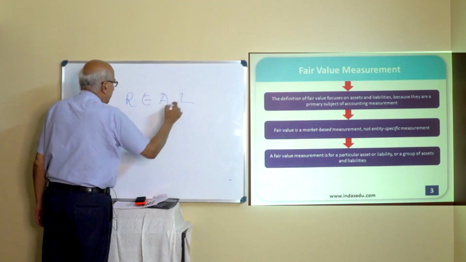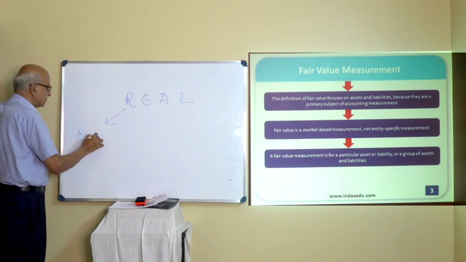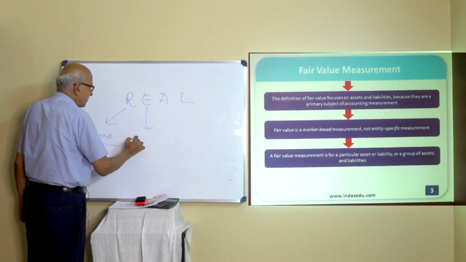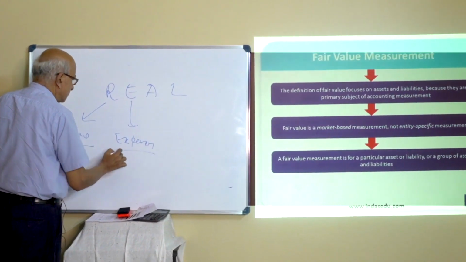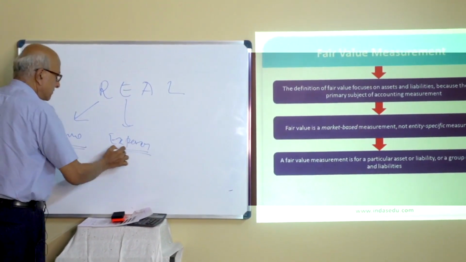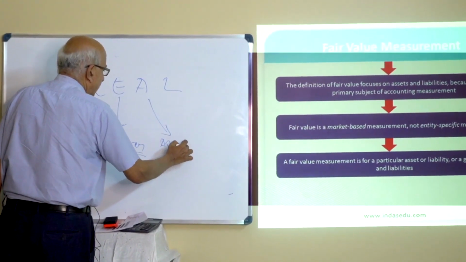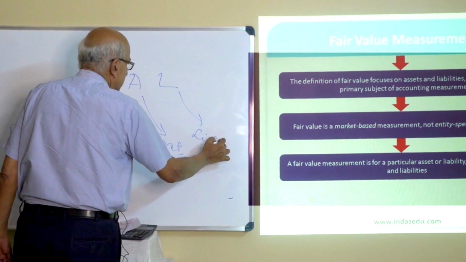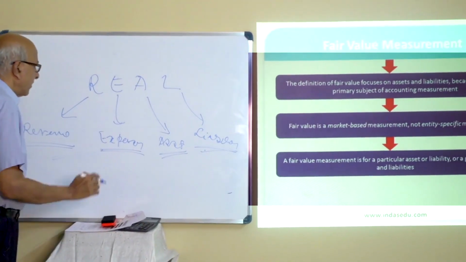REAL, real. What is R? Revenue. What is E? Expenses. What is A? Assets. What is L? Liability. REAL.